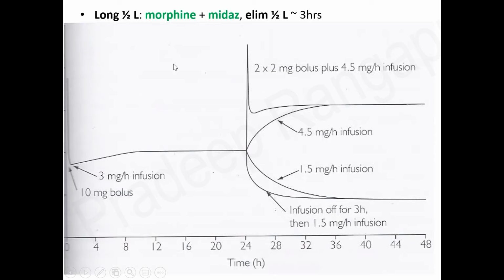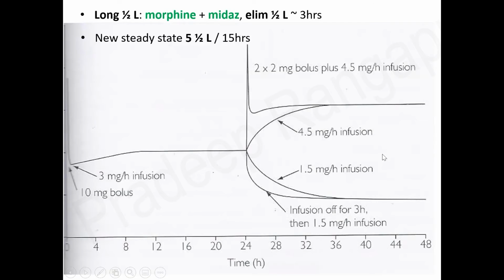So you have to give a bolus to take it to 4.5 and then maintain at this infusion. And even from here, if you want to bring down the infusion to 1.5, just titrating it down to 1.5 will not immediately bring the level down. You have to stop the infusion for 3 hours and then bring it down for it to reach that level. That's why it's very important that we understand the pharmacokinetics and pharmacodynamics of these analgesics and sedatives that we would be using.